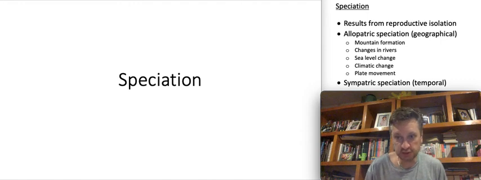If that's allowed to continue for long enough, the gene pools become so different that they become different species. They become different species at the point at which they are so genetically different that they can no longer reproduce together to form viable offspring. You know that definition already.